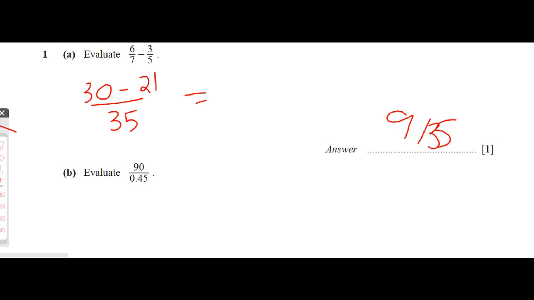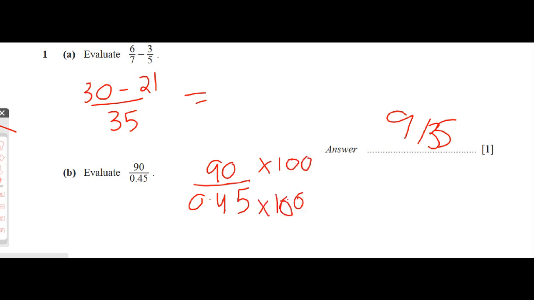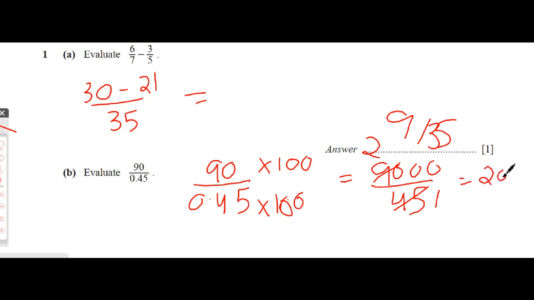Part B, evaluate 90 over 0.45. We have to do this without a calculator. So write the fraction, then we need to get rid of the decimal in the denominator, so we have to multiply by 100 in both the numerator and denominator, so we get 9000 over 45. When we cancel this out, 45 ones are 45, 45 twos are 90, so 200 is left.